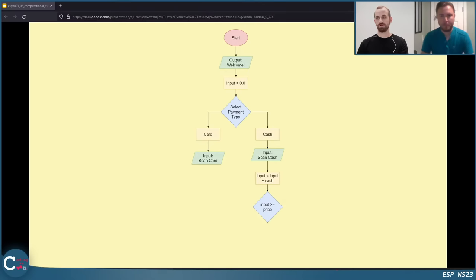The same is also with card. So if the payment was not successful, it will go up again to the select payment type. So we have a no branch, which says, okay, that doesn't work, because the payment was not successful, we don't have enough money on our card, or we have too little money in coins, whatever. And obviously, we also have a yes branch. Yes means the payment was successful, and in that case, we will receive our drink.